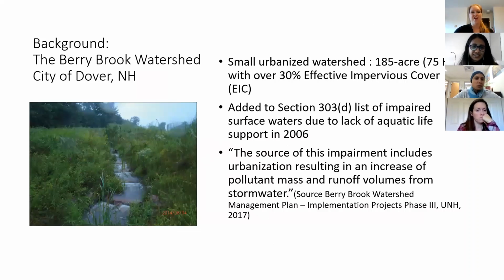Now we've done the groundwork, and we can take a tour of the Berry Brook Watershed in New Hampshire. So a little bit of background. The Berry Brook Watershed is a small urbanized watershed developed with commercial and residential sectors. The watershed is approximately 185 acres and has over 30% effective impervious cover. Remember what we said, that the goal is 10 to 15%. This watershed was heavily urbanized. It was 30% impervious cover.